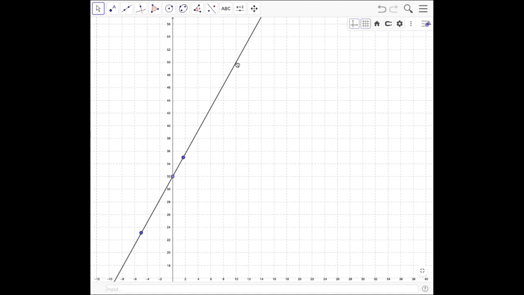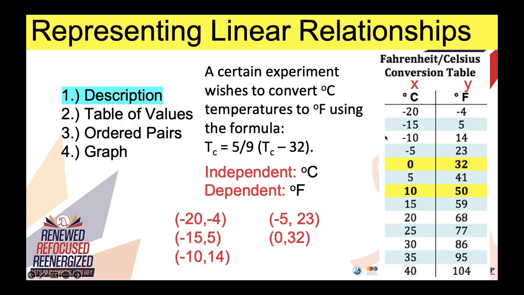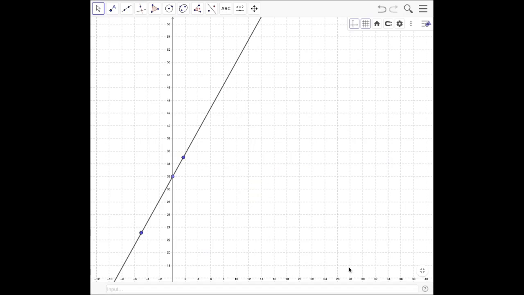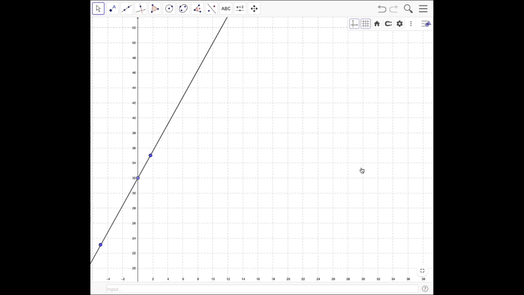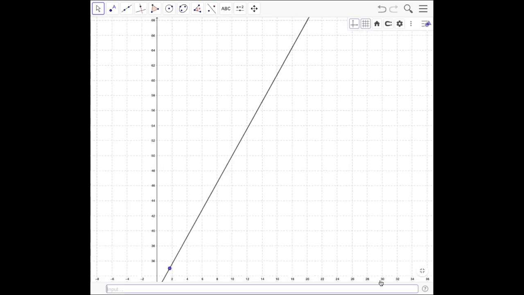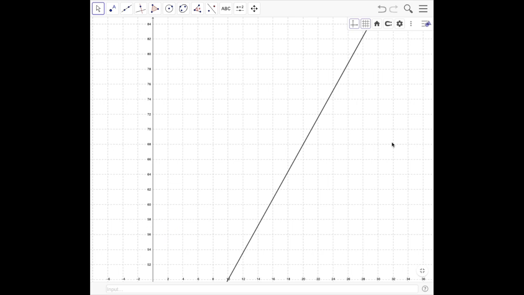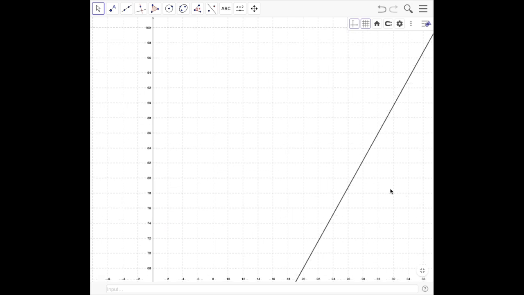So let's try to see in the table. So you have here 10 and 50. We did not plot it, but already we were able to observe it. Now let's try to find 30 and 86. Let's try to see if it's found there. So 30 is here. Let's try to see 86. If it's really 86, 30, let's find 30 here. 30 is here. Indeed, it's 86.